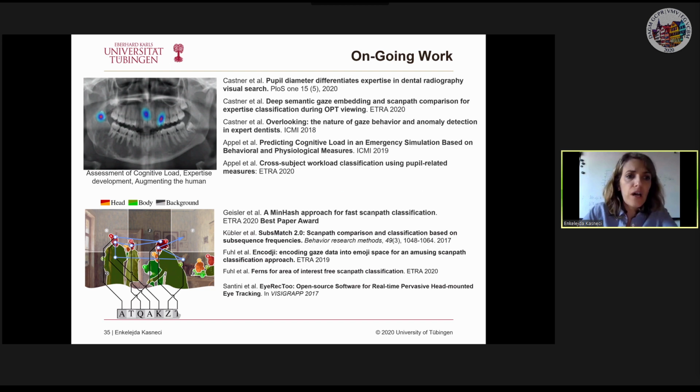And at the same time, we're still working on methodology for efficient scanpath analysis, and having scanpath analysis, especially for dynamic stimuli, would really be a very good way to go.